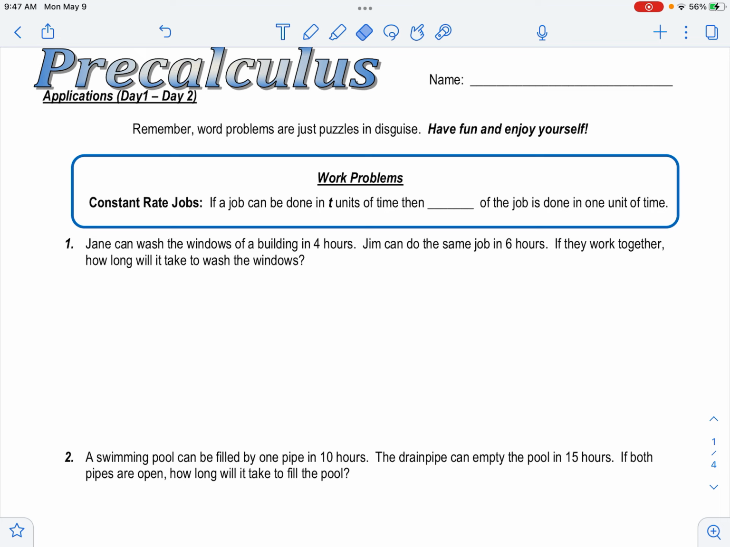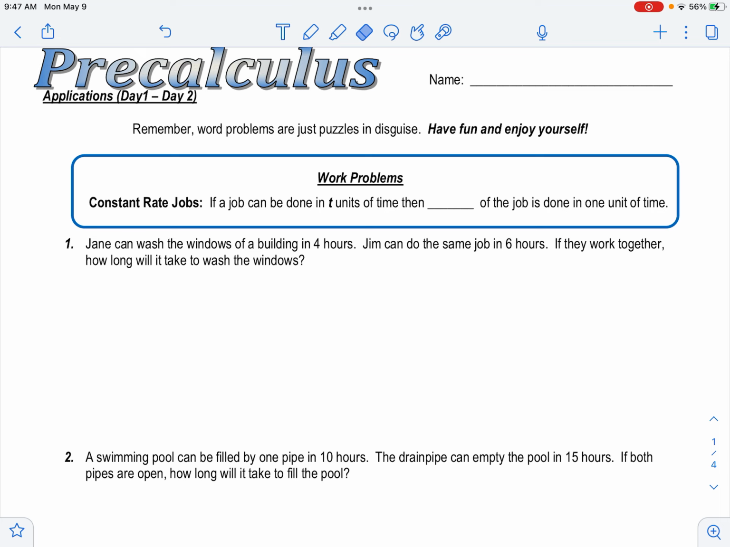All right, so this is applications. It's 4 pages of notes, but we're going to do 2 pages for day 1 and 2 pages for day 2. So these are all word problems, and the first line here says, remember, word problems are just puzzles in disguise. Have fun and enjoy yourself. So let's try to do that.